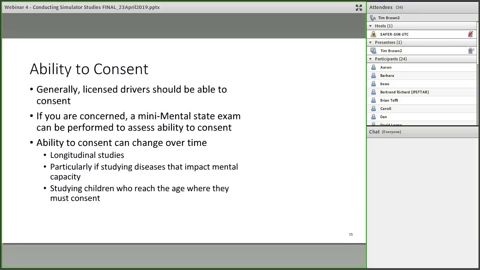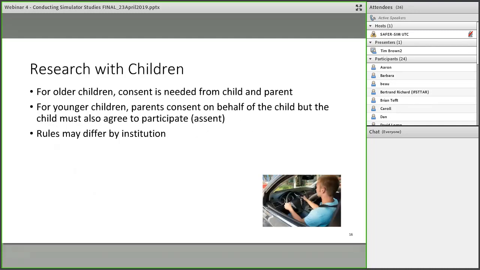The other area where that can change is studying children who reach the age where they must consent. If you're doing a longitudinal study looking at pedestrians or bicyclists, and you start them off when they're 5 or 6 years old, all of a sudden it's 6 years later and they turn 12, and now it's not enough that their parents consented on their behalf. They have to provide some assent or consent in order to continue to participate. Those are things to consider as you look at those research questions.